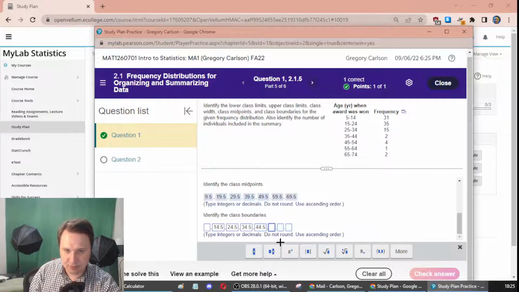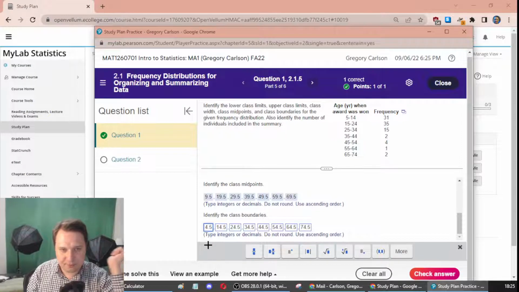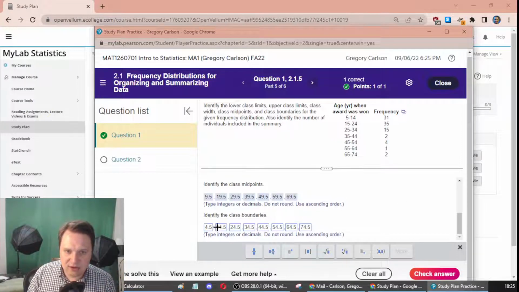44.5, 54.5, 64.5, and 74.5. Now, how do you get this first one? Because remember, I put the first answer in second. You actually need to subtract 10 to get this one. This is just how this problem works. You need to go one below the 5. You see that? One below the 5. And then the one on the top should go beyond the top one.